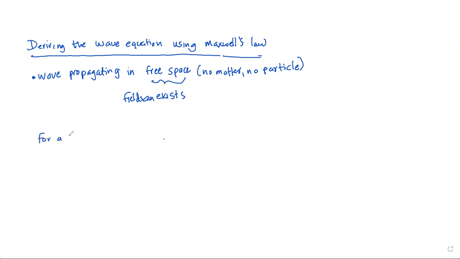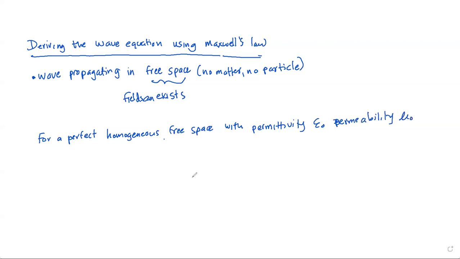So for a perfect homogeneous free space with permittivity of epsilon naught and permeability of mu naught, then we can write from Faraday's law that the existence of a curl of electric field is due to the rate of change of the magnetic field with time.